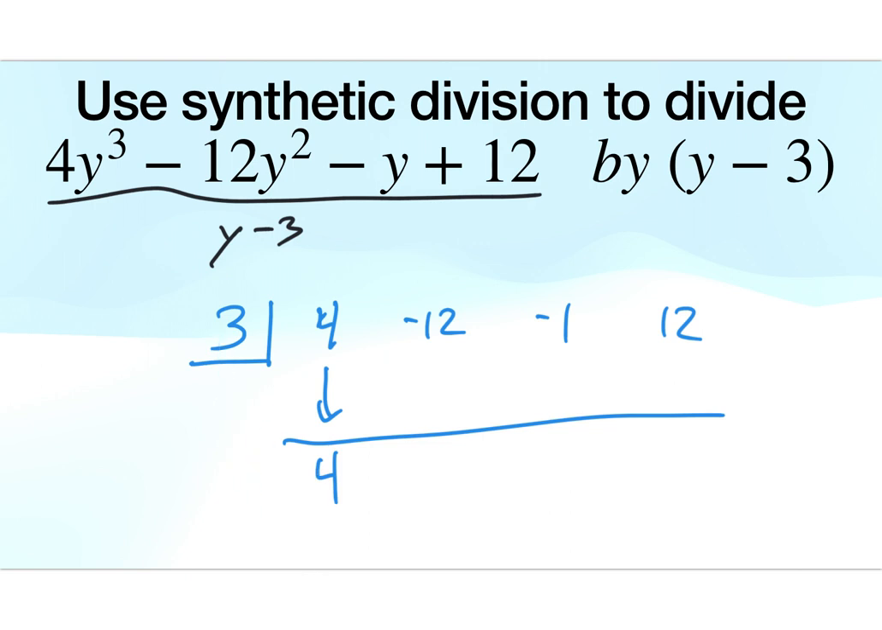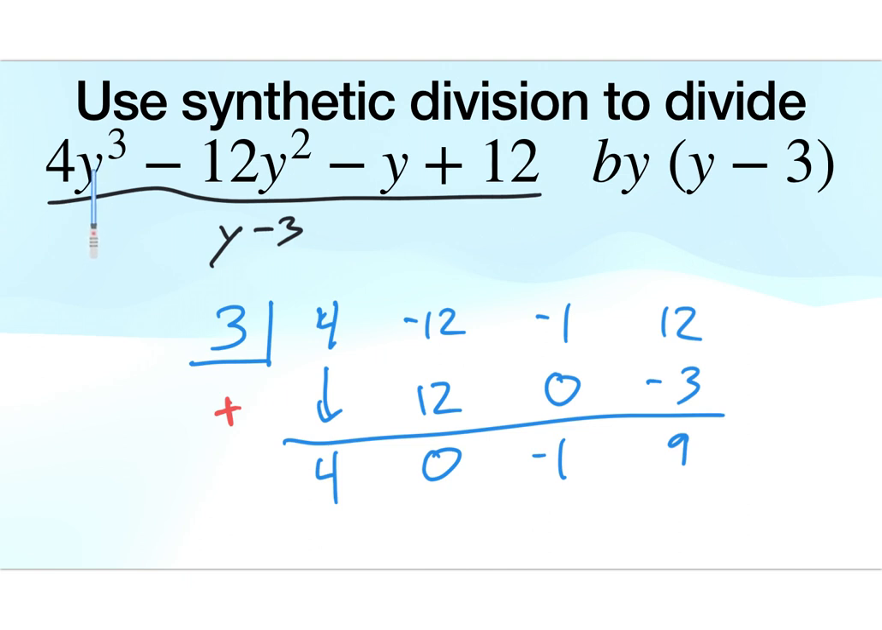3 times 4 is 12, and that goes back up here. And again, the process is I'm adding up every time. So I add those up, I get 0. Then I go 3 times 0, and that goes in the next spot, 0. And then add -1. 3 times -1 is -3, and then add, I get 9. And then I'm done. I stop right there.